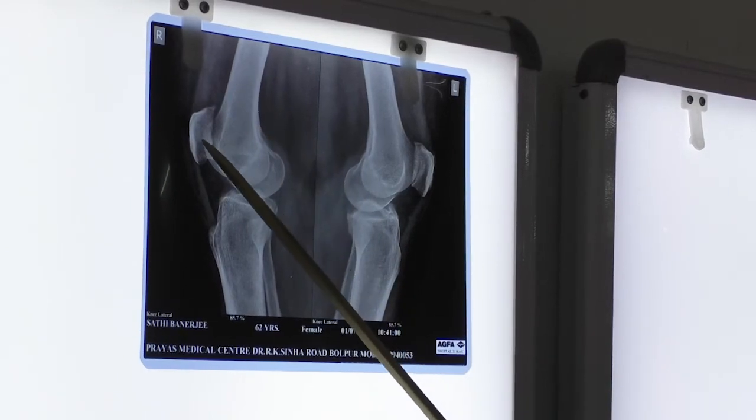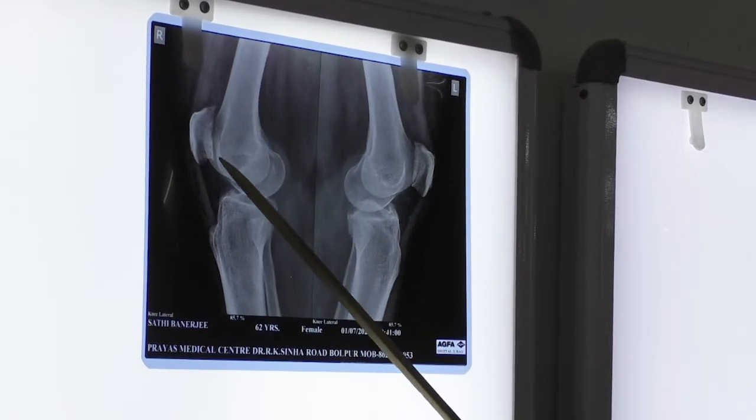This is the lateral one and this is the medial one, okay.